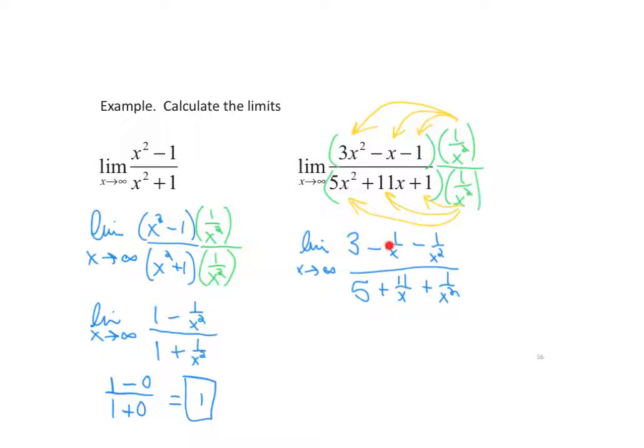Now, we're familiar with what the limits are of these functions that still have the x in them. And we predict that the denominator will not have a limit of 0, which means we can use the quotient law for limits. And so when we take the limit as x approaches infinity, we're going to get 3 minus 0 over 5 plus 0 plus 0. In other words, we're going to get 3/5.